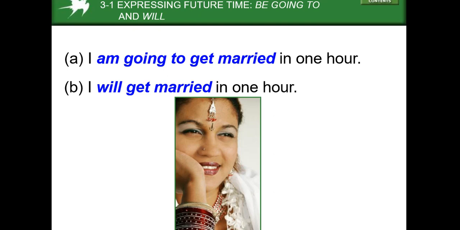Look at these examples. A. I am going to get married in 1 hour. B. I will get married in 1 hour. Look at the structure here. We have to put I'm going to plus the verb, okay? The same case here. We put will then get married, okay?